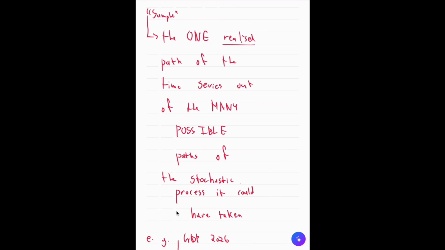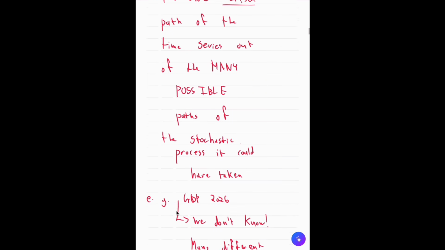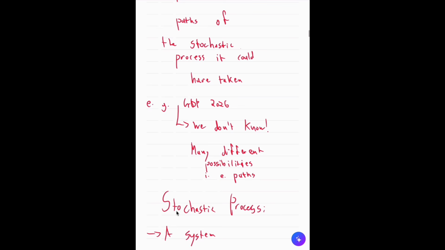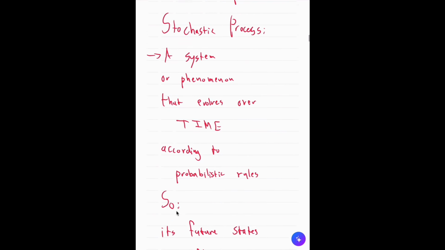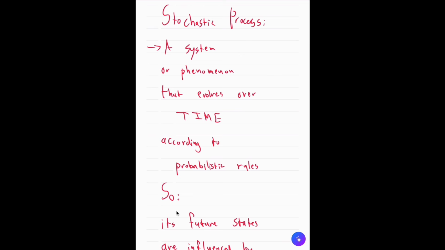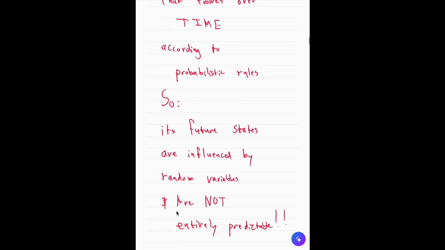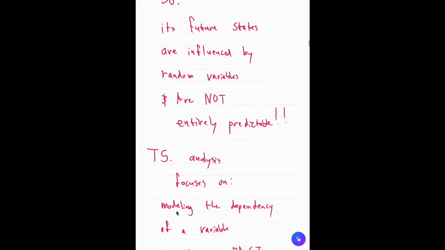So when you say a sample, it is the one realized path of the time series out of the many possible paths of the stochastic process it could have taken. So we'll define stochastic process here. Just think, the GDP in 2026, we don't know it. It's not because of our sampling data. It's because there are many different possibilities, many different paths of the stochastic process it could take on. We'll define a stochastic process more precisely according to what the UCT people want. But generally, it's a system or phenomenon that evolves over time according to probabilistic rules. So its future states are influenced by random variables and are not entirely predictable.